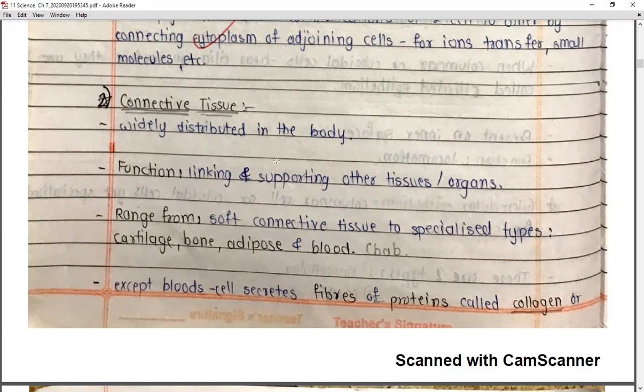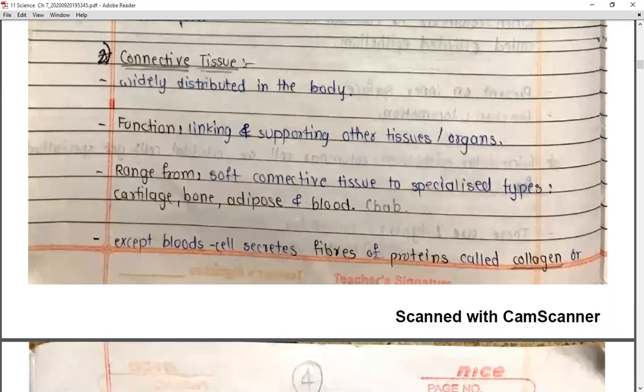Now this connective tissue ranges from soft connective tissue to specialized types, that is cartilage, bone, adipose, and blood, right? So here this particular range of connective tissue is observed, that is, some are present in the form of soft connective tissue, and some are forming hard connective tissue, or we can say some are forming specialized structures or types, that is cartilage, bone, adipose, and blood.